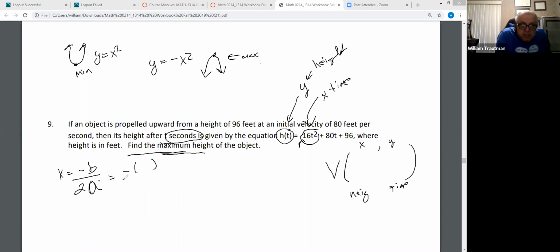Negative b divided by 2 times a, where a is negative 16 and b is 80. So I put this in my calculator.